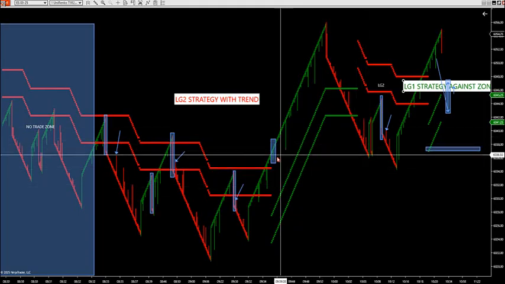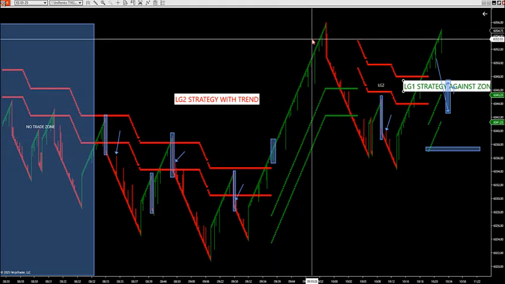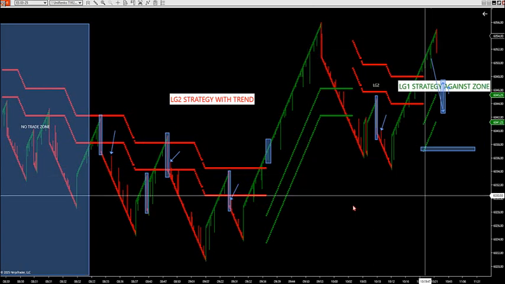We have 2 strategies, right? We have a strategy against the zone trend when it's first breaking outside of it to turn it on. And then we educate traders: if you're new to the trading system and you're developing your ticks, getting the ticks that you're looking for, just go with LG2 with trend.